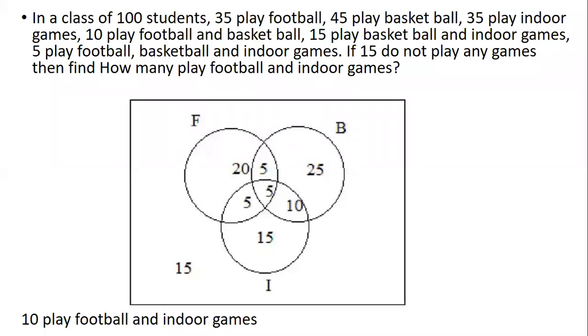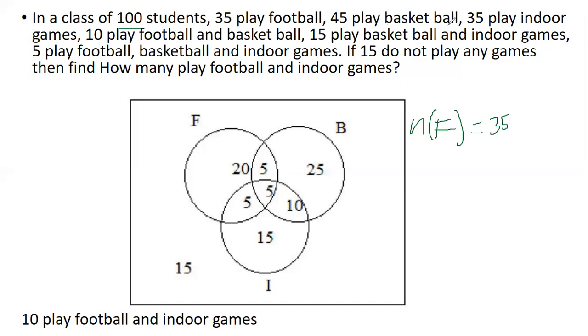So the question goes like this. In a class of 100 students, 35 play football, 45 play basketball, and 35 play indoor games. So we have 3 games given. 35 of them play football. So N of F, that is football, is equal to 35.